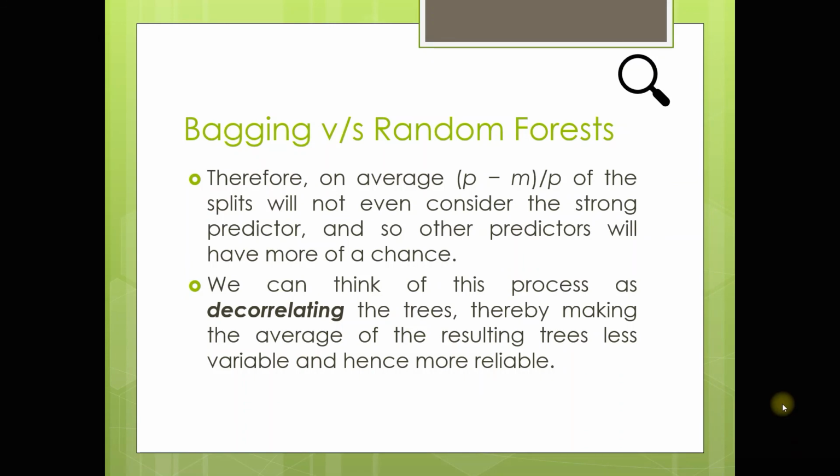Again, it's similar to what I've been explaining earlier: not all of the predictors will be considered, which means that every variable in the data set will have an opportunity to have a say in the result. So as we said, random forest is about decorrelating the trees, mainly to come up with a more reliable result.